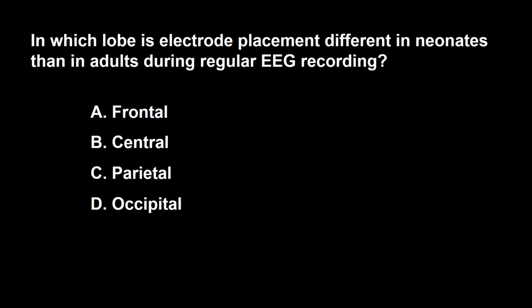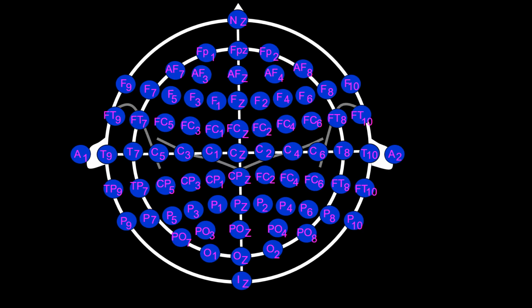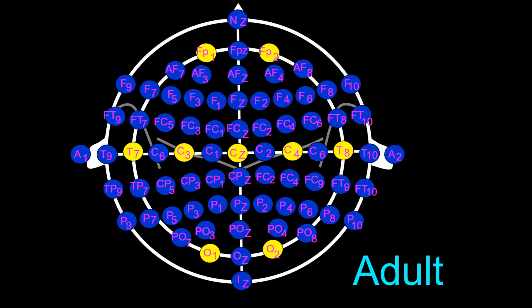Question. In which lobe is electrode placement different in neonates than in adults during regular EEG recording? A. Frontal, B. Central, C. Parietal, D. Occipital. Concerning EEG placement in neonates, we have alternatives. I will start by showing an electrode placement diagram using the 10-10 system. I have changed the color to yellow in those electrodes I'd like to concentrate our attention on.